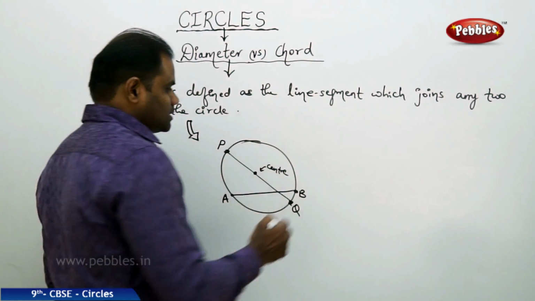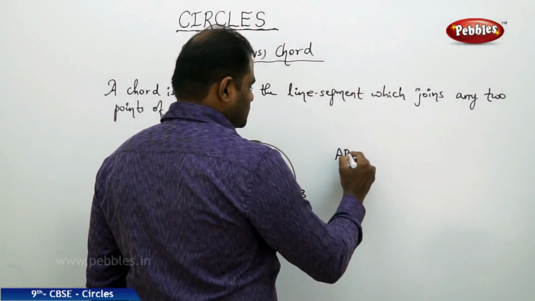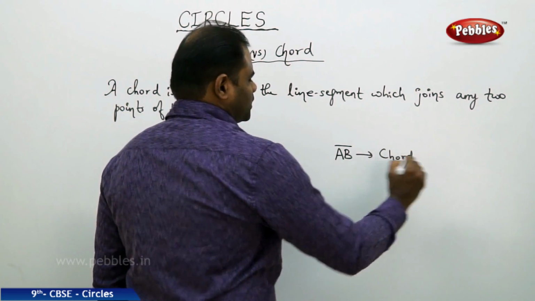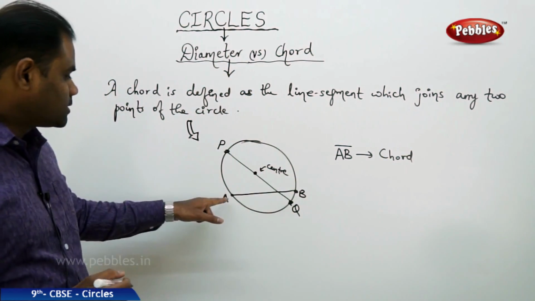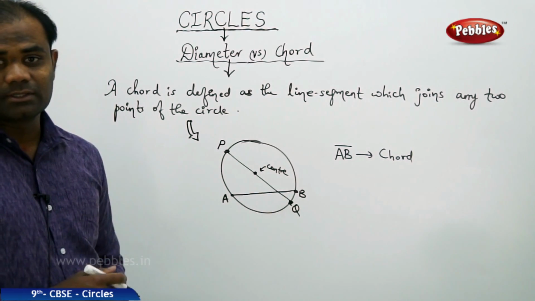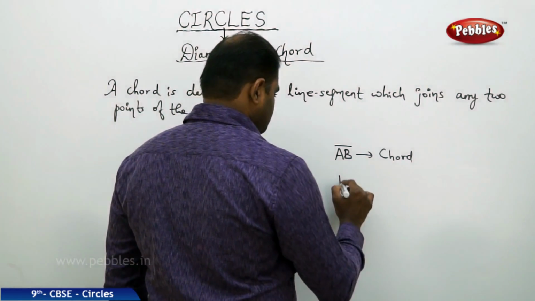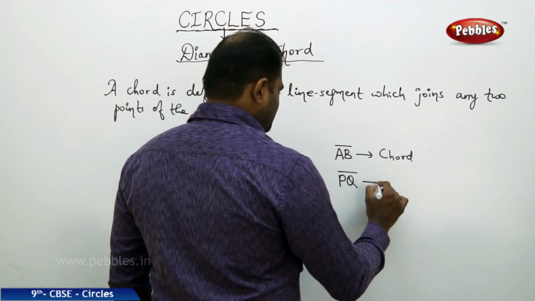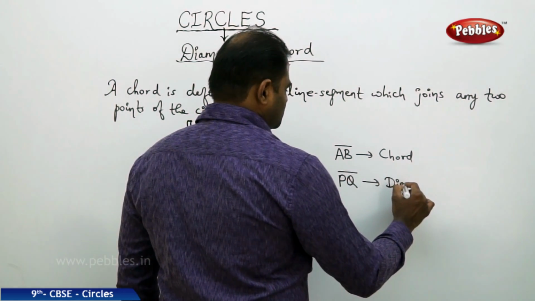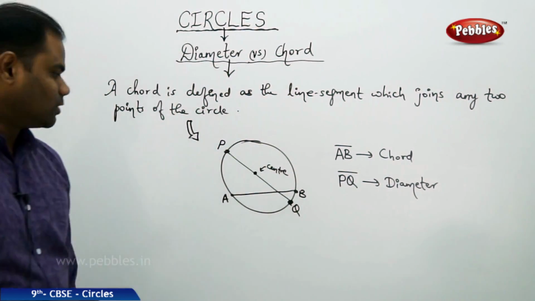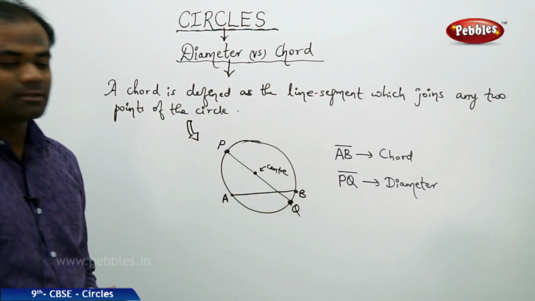So here I understand that AB is a chord but cannot be the diameter, because this line AB does not pass through the center, but the line PQ is the diameter, because it passes through the center.